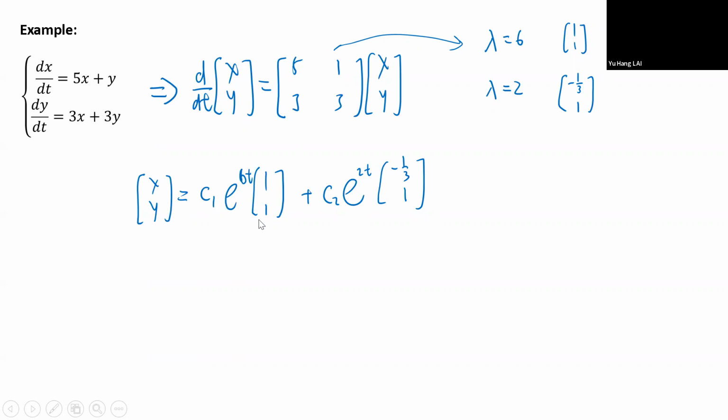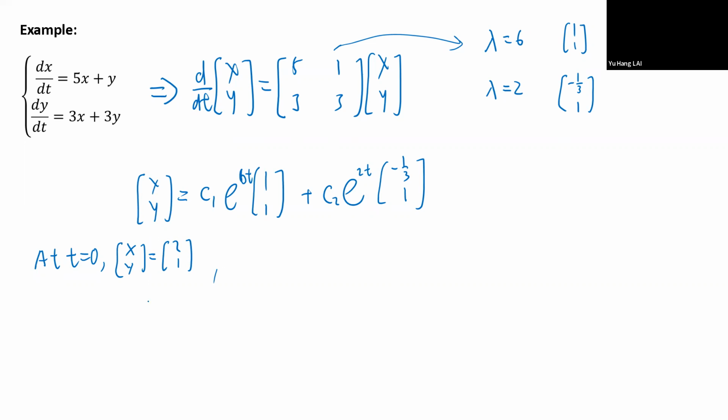So now, suppose I want to solve an initial value problem. Suppose I tell you that at t equals 0, x and y equal 2 and 1. Then how do you find the solution? This is an initial value problem, so what it means is that you need to figure out C1 and C2 given this set of initial conditions.